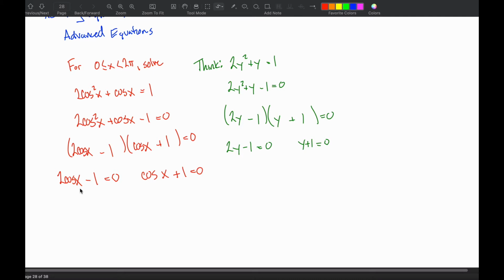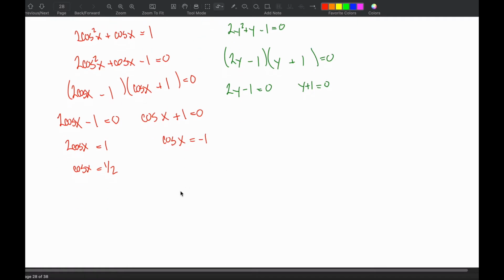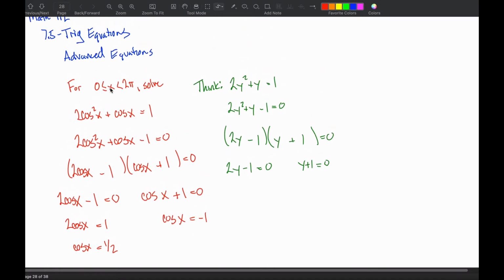For this first one, I want to get the x all by itself, so maybe I'll add 1 to both sides of the equation and get 2 cosine of x equals 1, and therefore cosine of x is equal to 1/2. Over here, it's just a one-step process. I subtract 1 from both sides of the equation, and I get cosine of x equals -1. Remember, these are not my answers. My answers are the values of x, and note that those x are limited to values between 0 and 2 pi.